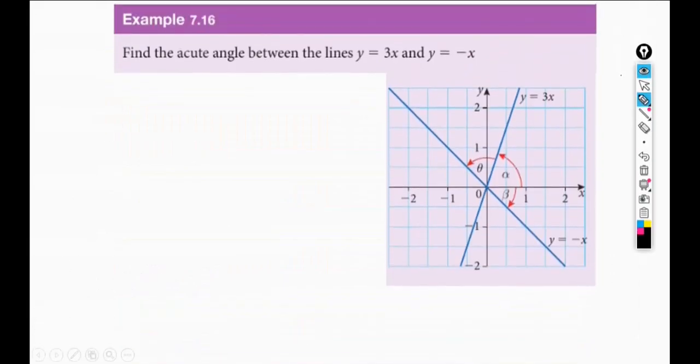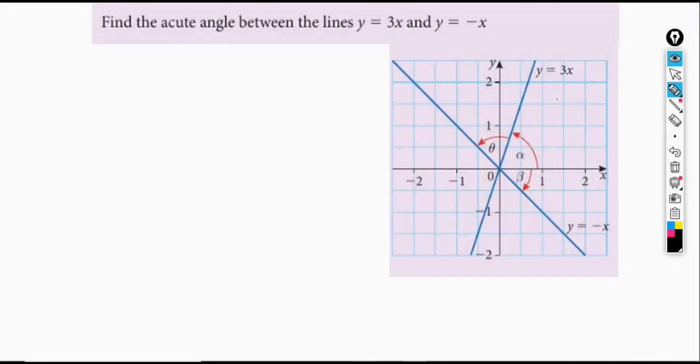Very well, so now we will apply this to example 7.16. And here they say, find the acute angle between the lines y equals 3x and y equals negative x.